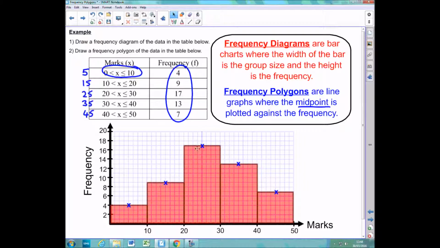So now that I've got all of my coordinates drawn, all I need to do is, with a ruler, join them up with a straight line. There we go, I have drawn a frequency polygon.